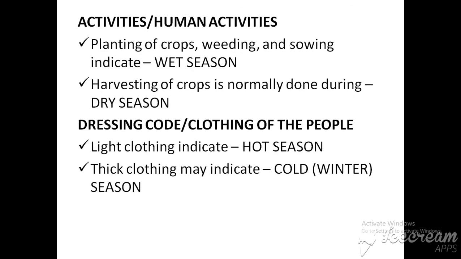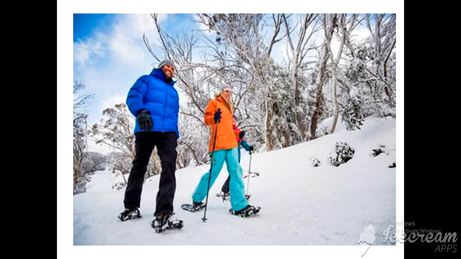Then also the last one is what we call the dressing code, the clothing of the people, the way people have dressed. It may also help us to know the season. For example, it normally helps us to identify temperature seasons, especially when people are putting on light clothes, or they have removed their clothes. It normally indicates that it is hot season. And also we have thick clothing, where they have put on jackets and many others. So it is evidence to show that the season is cold.